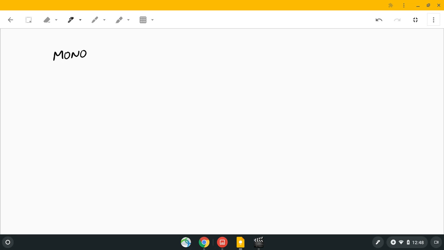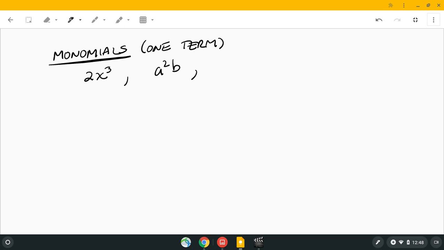So we have names for certain polynomials. We have the monomial. Mono means 1. So these are the one-term polynomials. For example, maybe you have 2x cubed. That's a monomial. If you have a squared b, that's a monomial. If you have 3x cubed y to the fifth z squared, that's a monomial. One term. You don't have any addition or subtraction.